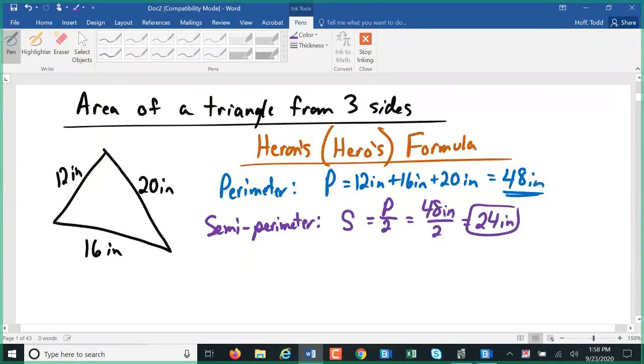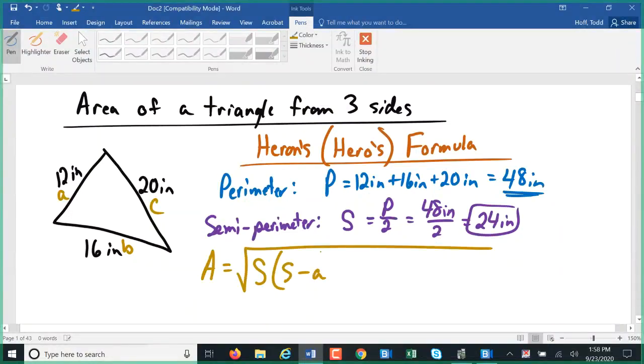That's our semi-perimeter. From that information, if we called the sides A, B, and C, none of them are hypotenuse or legs because it's not a right triangle, but we can still label the sides A, B, and C. Usually you go smallest to largest, A, B, C, like that. The area of that triangle could be found by doing the square root of the semi-perimeter times the semi-perimeter minus side A times the semi-perimeter minus side B times the semi-perimeter minus side C.